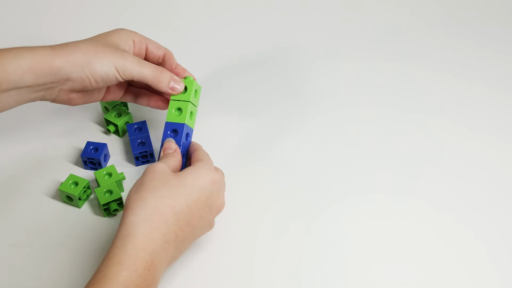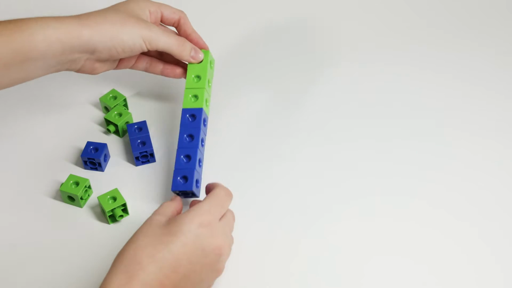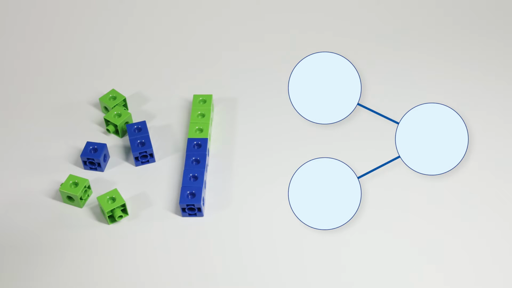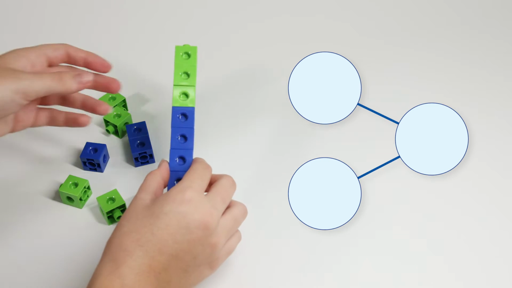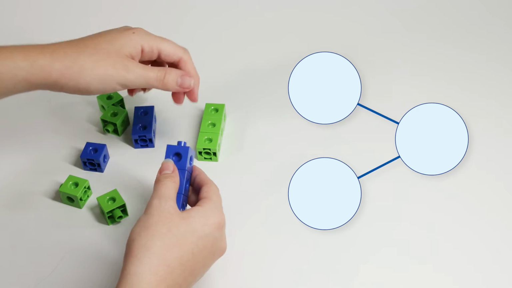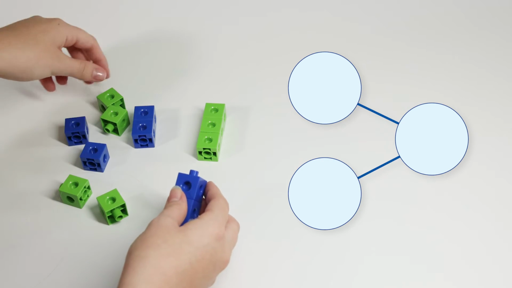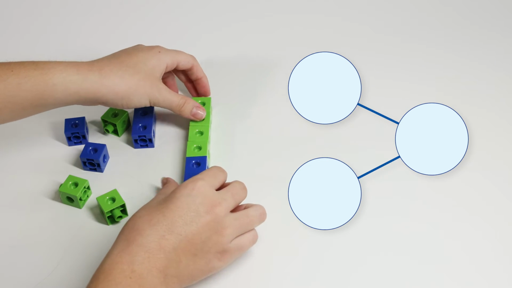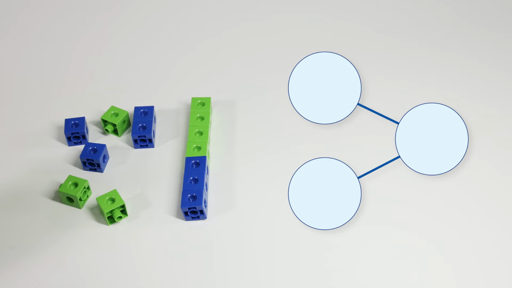Let's swap some more blue cubes for green cubes. Can you say this number bond? Yes. 4 and 3 make 7. Try this one. Three and 4 make 7.